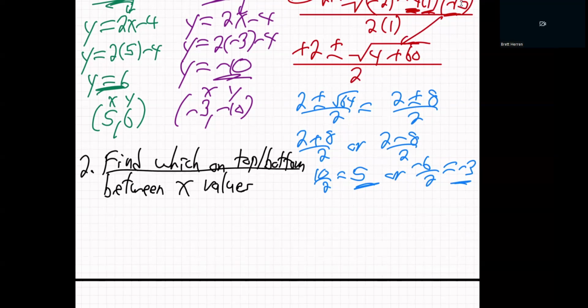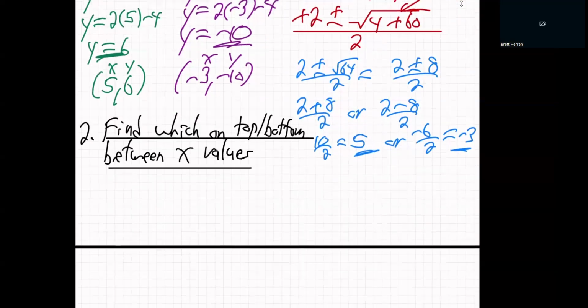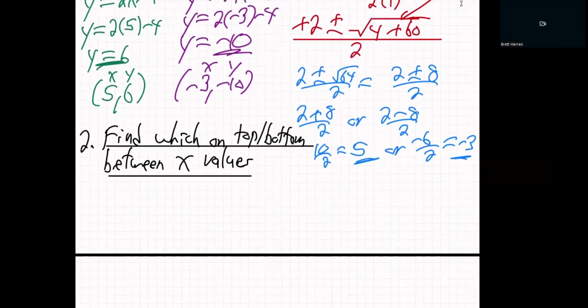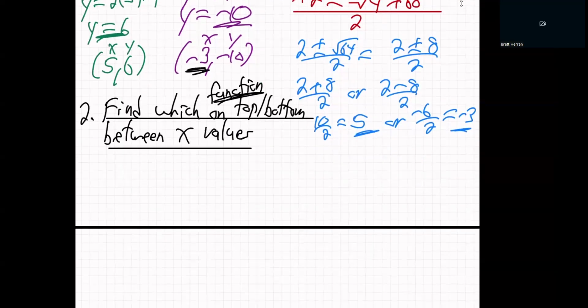So that's our second step. Find which function's on the top or bottom between the x values, right? So what are the x values? Well, there's one x value, there's the other.